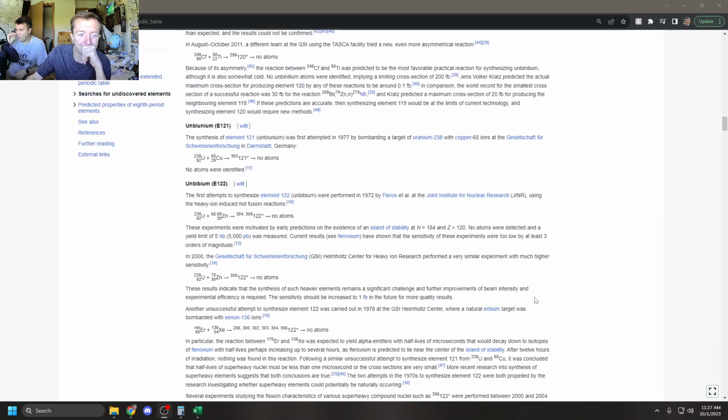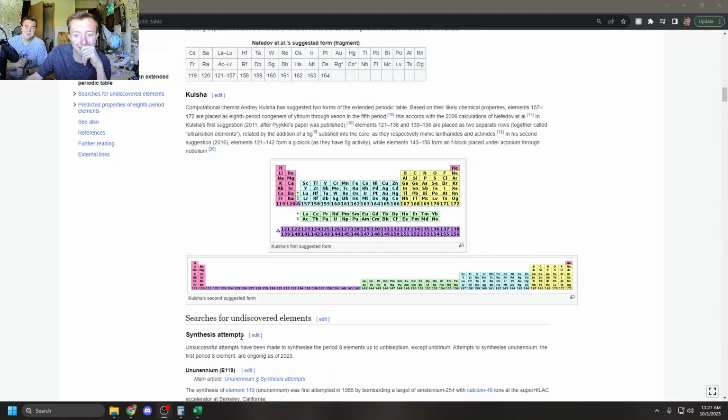My God, look at that wide periodic table. Yeah, wide. It puts them all on a similar thing. It's going to get so much worse. That's how it is. It's a staircase.